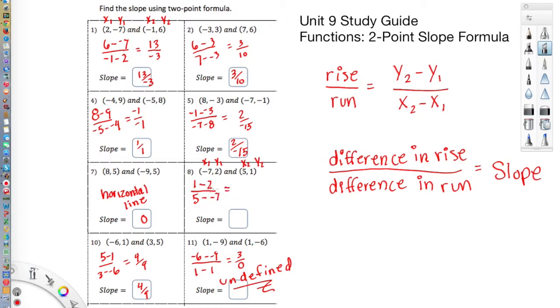Now 1 minus 2 is going to be a negative 1, and a 5 minus a negative 7 is really a plus 7. That will give me 12, because 5 plus 7 is 12, and that'll give me a slope of negative 1 over 12. What does that mean? 1 down, 12 to the right. It's going to be a negative slope or a decline.